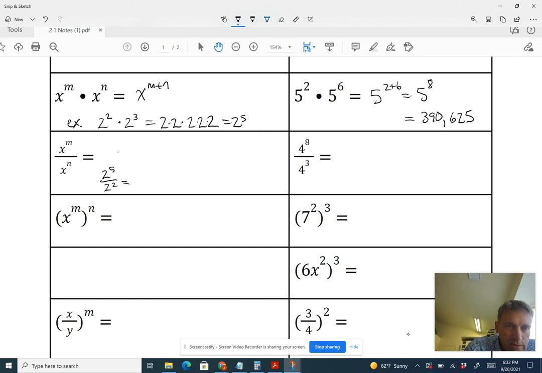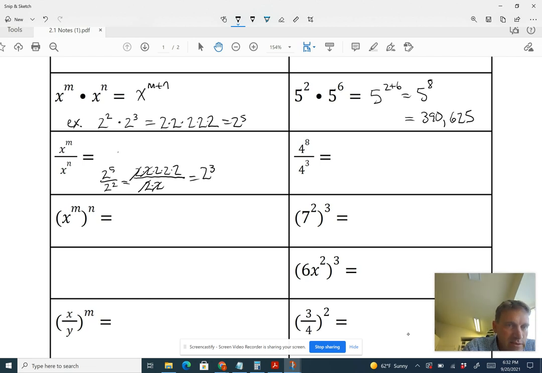Well, 2 to the fifth is 2 times itself 5 times, or 2 times 2 times 2 times 2 times 2 there. And then 2 squared is 2 times 2. Well, this 2 cancels this 2, leaving 1. This 2 cancels this 2, leaving 1. And what you're left with is 2 multiplied by itself 3 times, or 2 to the third power. So how do you get that 2 to the third power? You take 5 and 2 and you subtract them.